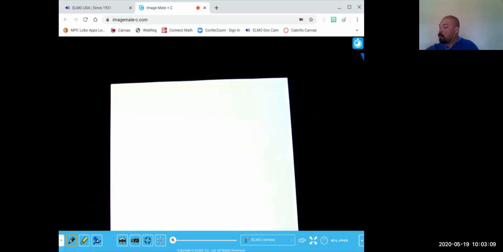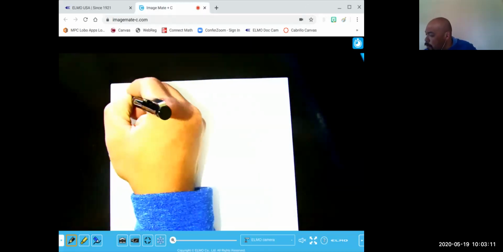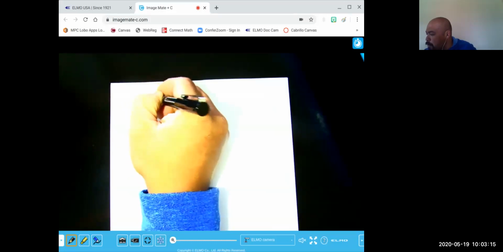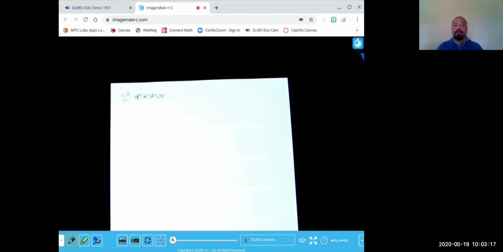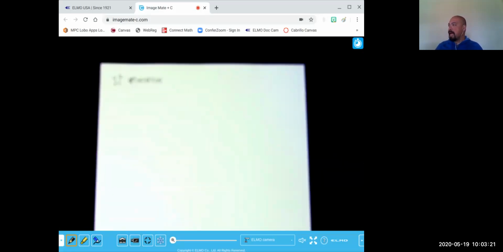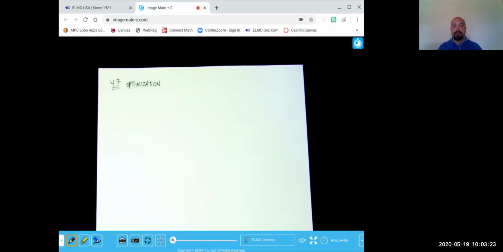So in section 4.7, our optimization, trying to find the maximum or minimum for some application, some physical quantity many times over. That's a little bit fuzzy there, but as I start to write more, I think it'll be able to focus in.